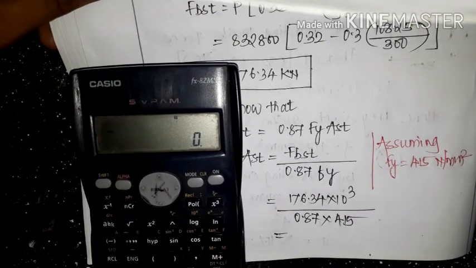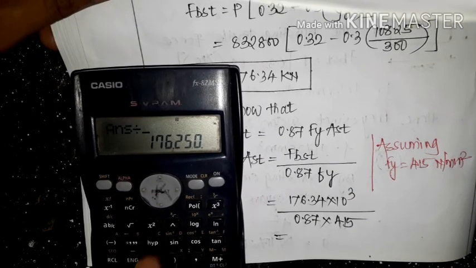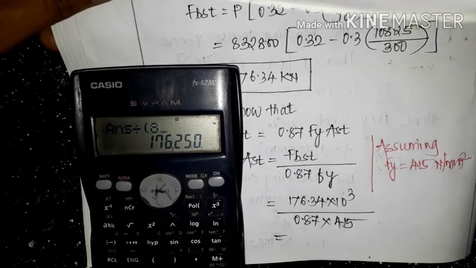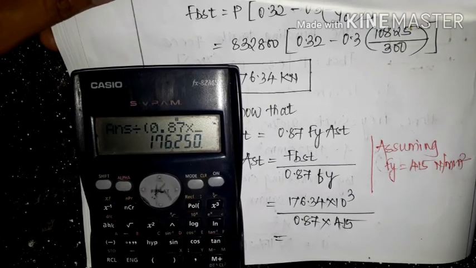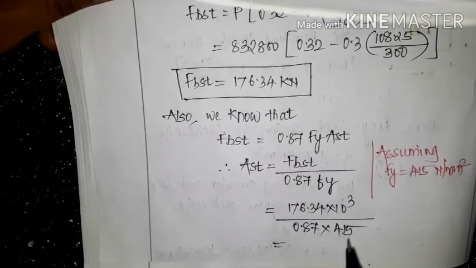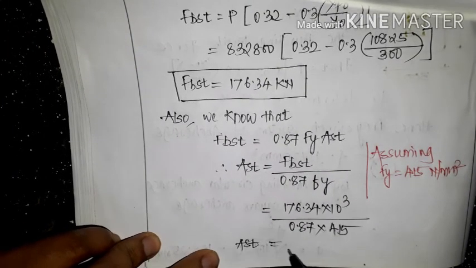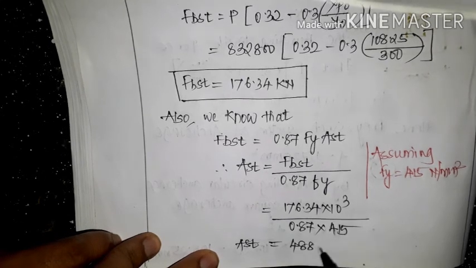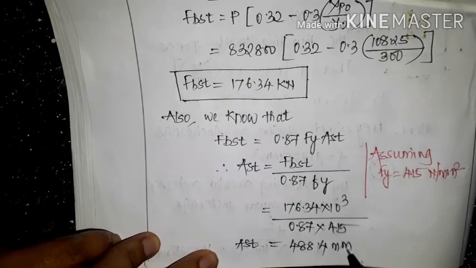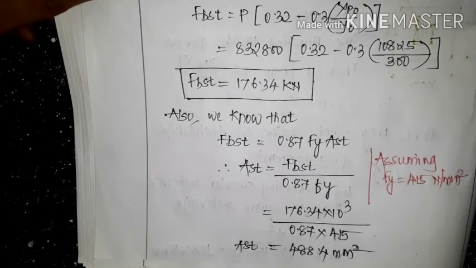So it is 176.25 into 3 divided by 0.87 Fy. So we'll get AST, that is the area of steel we need to provide at the anchorage end, so that is 488.4 mm square. Okay, 488.4 mm square.